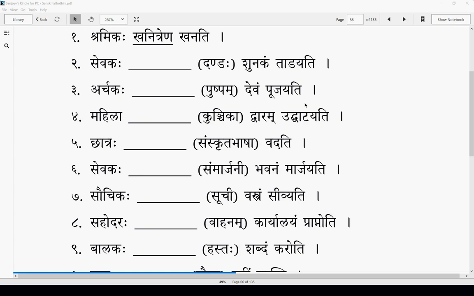Okay. Mahila, lady, woman. Kunchita, key. Dwaram, door.